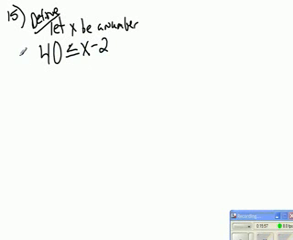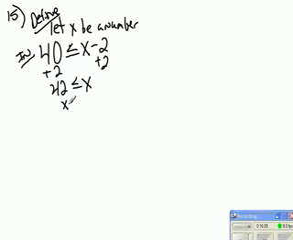All right, and then to solve that, so that was our inequality again. We would solve it by adding 2. Get 42 is less than or equal to x. Rewrite it so the variable is on the left. You always need to do that. So that was our solving. We solved, and then we have to check it.